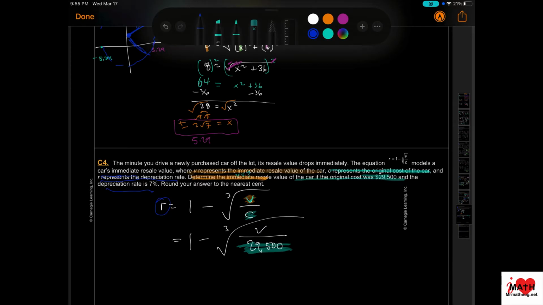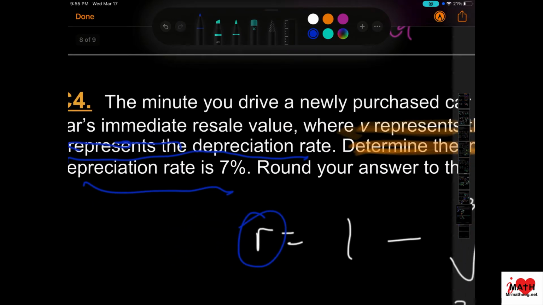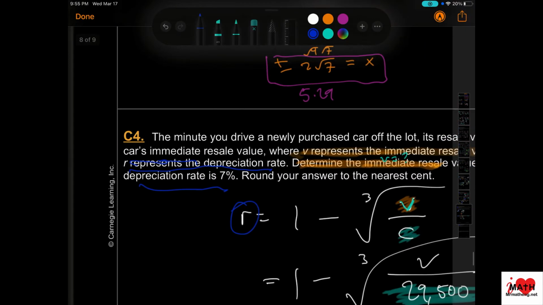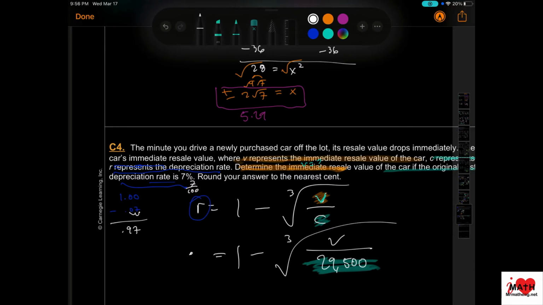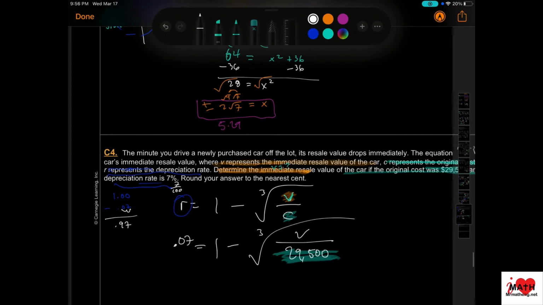Let's put in, okay. Now, a depreciation rate, I'm not quite sure, so let me try this. If your car doesn't do anything, it's 100% of the value, right? And then it's losing 7%. So remember, to change a decimal into a percent, you move it 2 decimal places, because it's really 7 divided by 100, 7 parts out of 100. So this would give us a 0.97. But let's just put in this 0.07 because it's telling us the rate. Let's see what happens. Okay.